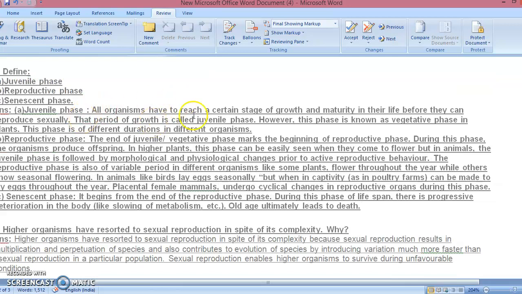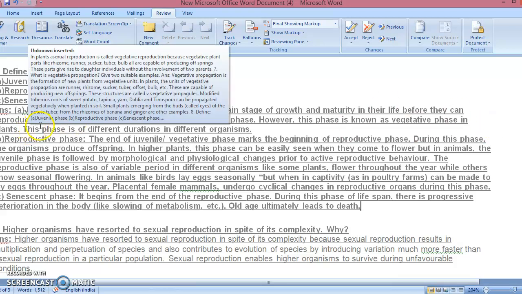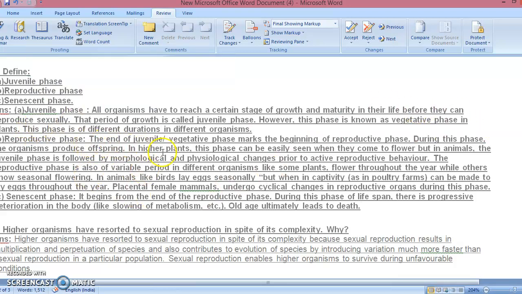Juvenile phase: all organisms have to reach a certain stage of growth and maturity in their life before they can reproduce sexually. Okay. After the juvenile phase, the organisms will move through the reproductive phase. In higher plants, this phase can be easily seen when they come to flower. But in animals, the juvenile phase is followed by morphological and physiological changes prior to active reproductive behavior.